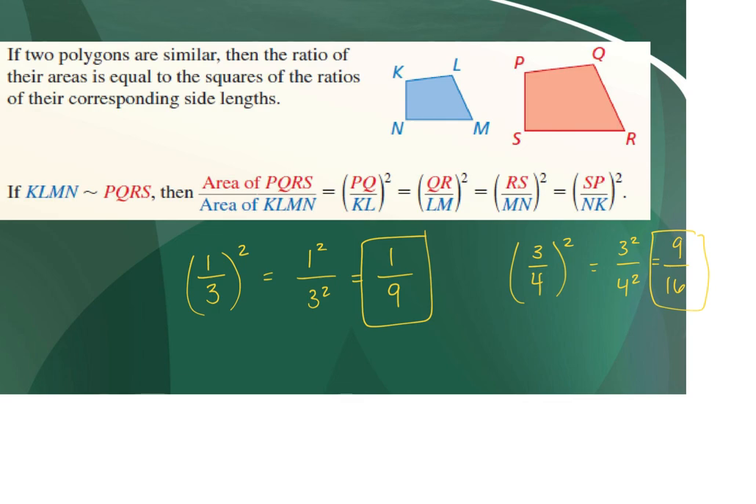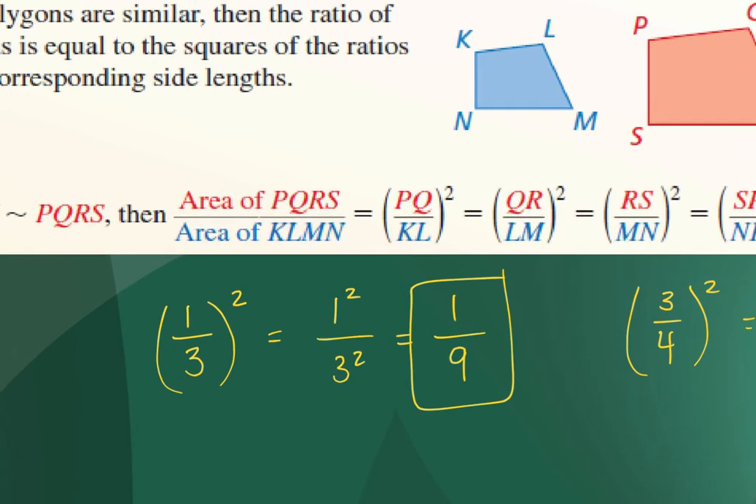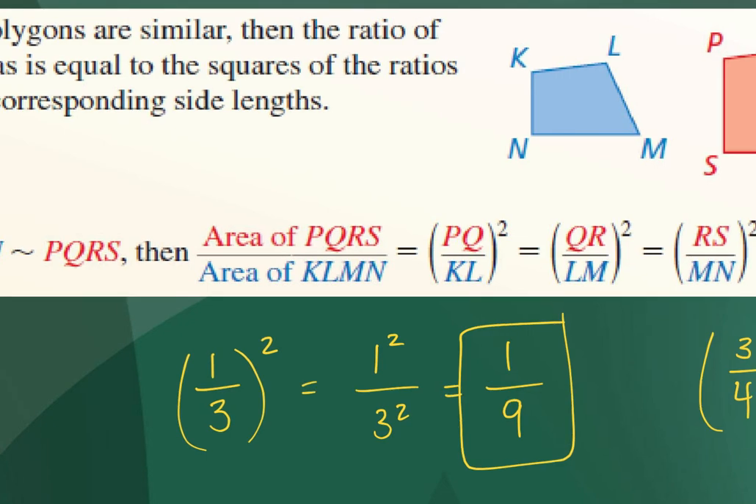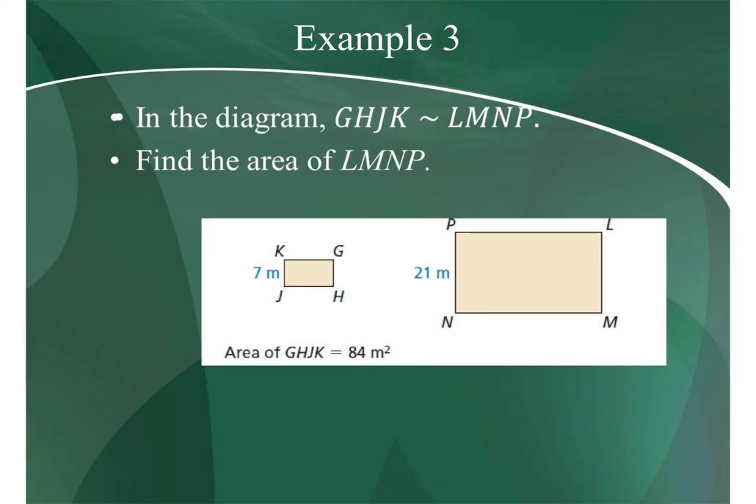Okay, last example, guys. The ratio of the areas should be equal to what? The scale factor squared. That involves this area section, okay? In the diagram, GHJK is similar to LMNP. Find the area of LMNP if we're given the area of GHJK is 84 meters squared. Okay?